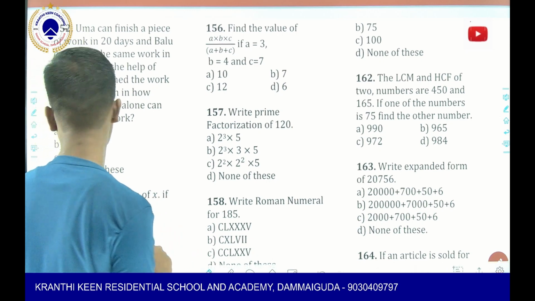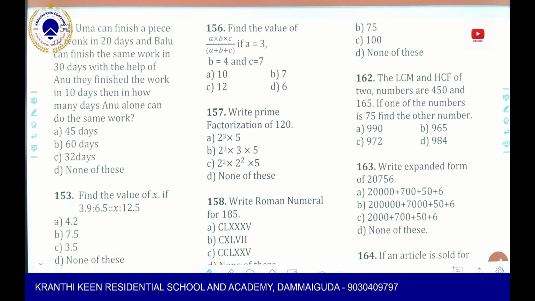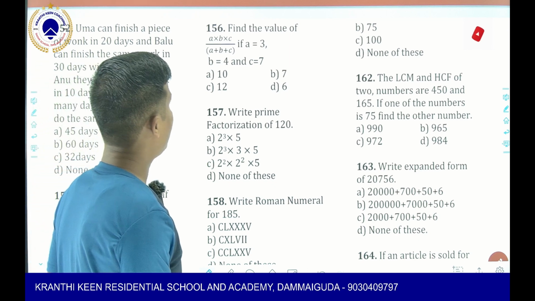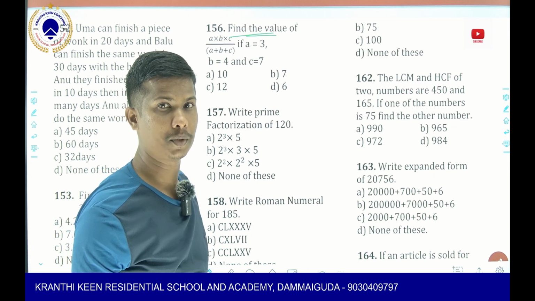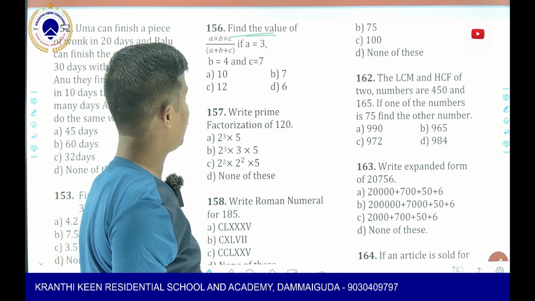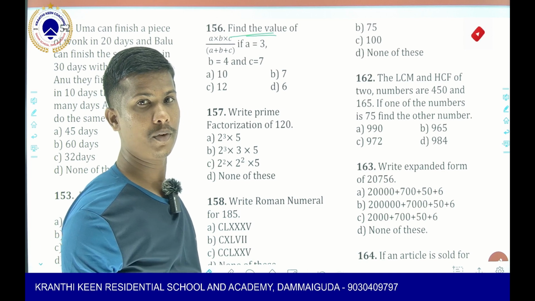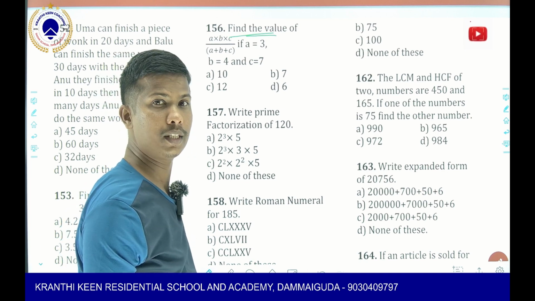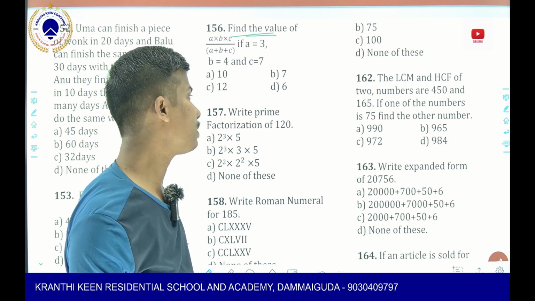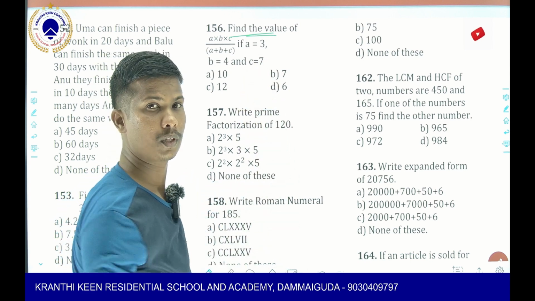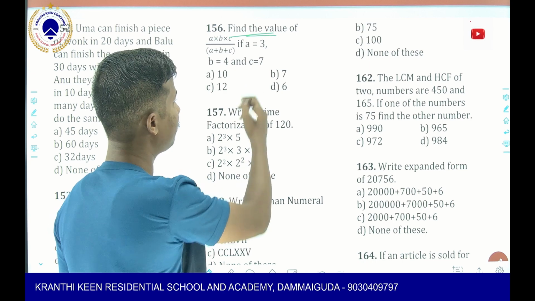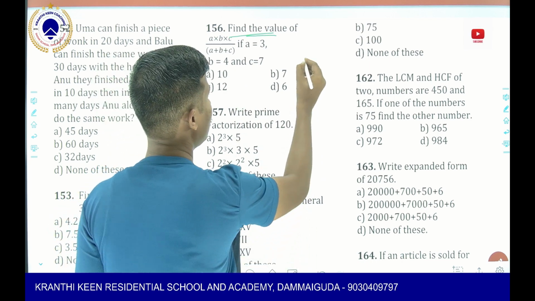Question number 156 is a substitution. Find the value of A into B into C, if A is equal to 3, B is equal to 4, C is equal to 7. You have to do the substitution. 3 into 4, 12. 12 sevens, 84. 84 we have got.